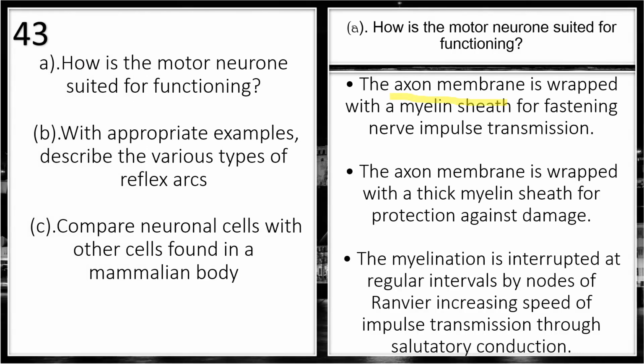The axon membrane is wrapped with a myelin sheath for quickening nerve impulse transmission. The axon membrane is wrapped with a thick myelin sheath for protection against damage. The myelination is interrupted at regular intervals by the nodes of Ranvier, increasing the speed of impulse transmission through saltatory conduction.